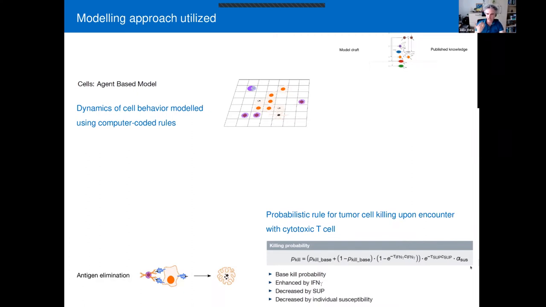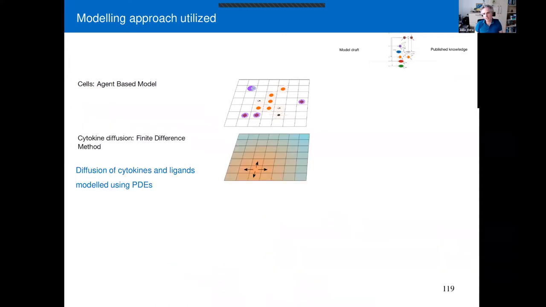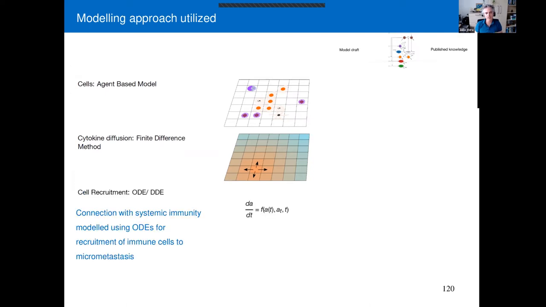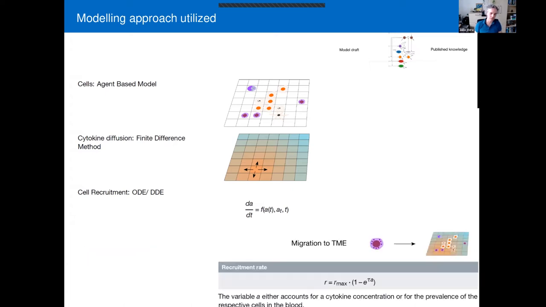For example, as you see, we attributed this process based on probability, and this is the probability equation we developed to account for when and how this T cell mediated killing of the tumor cell happens. It is also very important in our model to account for the diffusion of cytokines and other types of ligands, and this was represented using partial differential equations. And finally, for accounting for the recruitment of the immune cells to the micrometastasis, we also use ordinary differential equations and delay differential equations, okay?